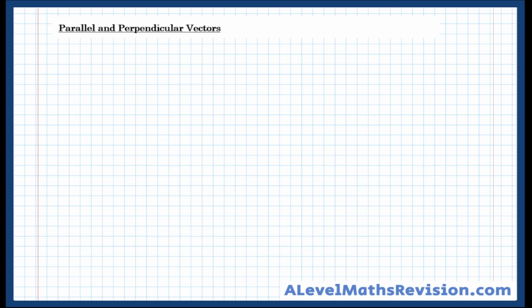So, I'll start off by saying two vectors are parallel if they're multiples of each other. And there it is there, two vectors A and B are parallel if A equals something times B, where that something k is a real number or a scalar. And let's have a look at what that means.